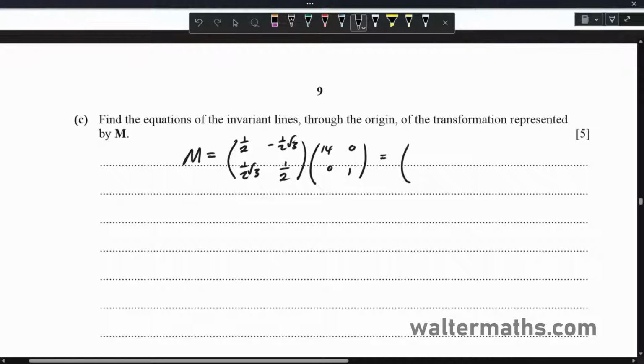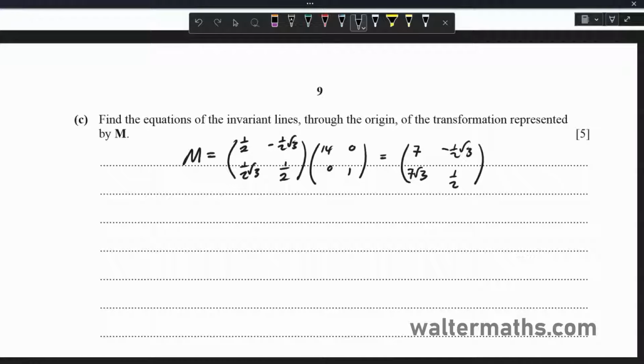So this is going to give us, multiplying row by column, half of 14, that's 7, and that times 0 is 0, so 7 here. Then row one and the second column will give us minus a half root 3. Then row two and column one will give us 7 root 3. Then row two and the second column will give us a half. So this is what we have for the matrix M.